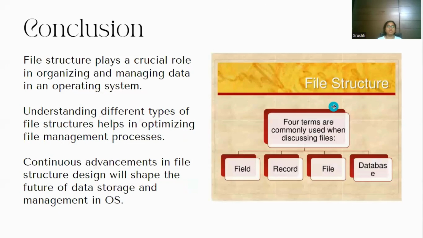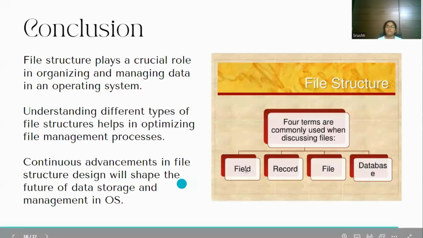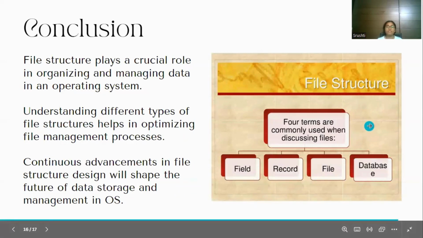The next one is conclusion. File structure plays a crucial role in organizing and managing data in an operating system. Understanding different types of file structure helps in optimizing file management process. Continuous advancements in file structure design will shape the future of data storage and management in operating systems. Here are four terms which are commonly used in discussing files, that is field, record, file, and database.